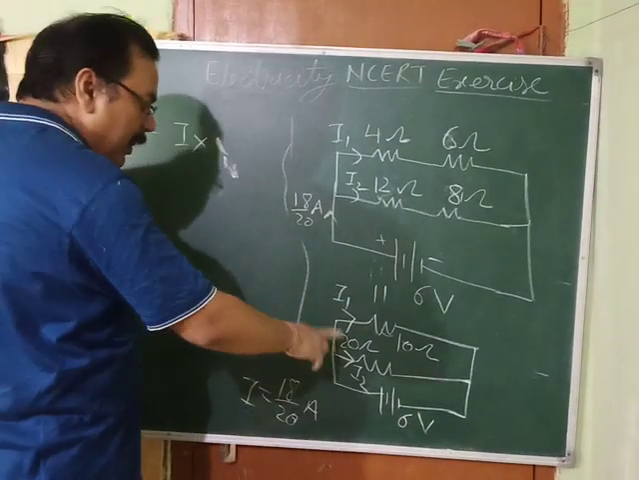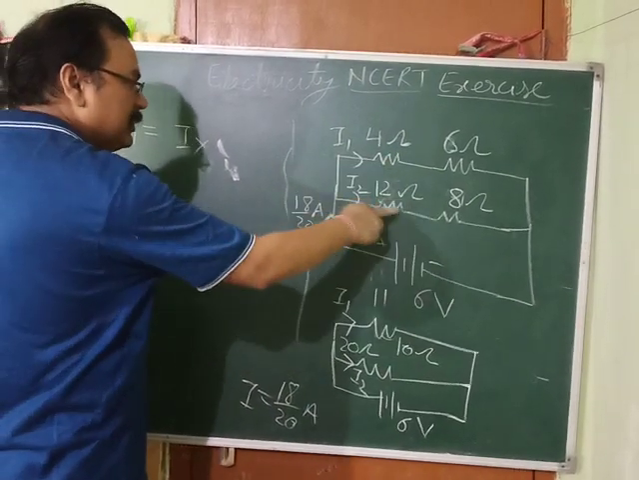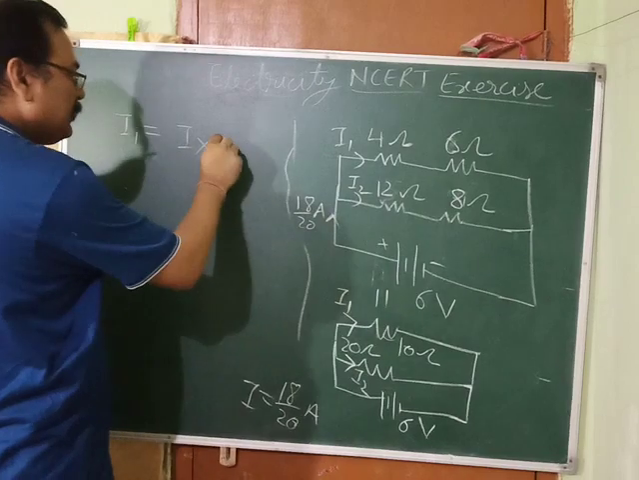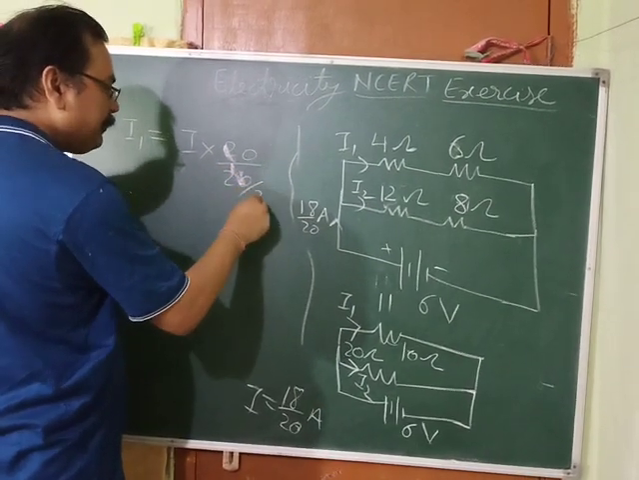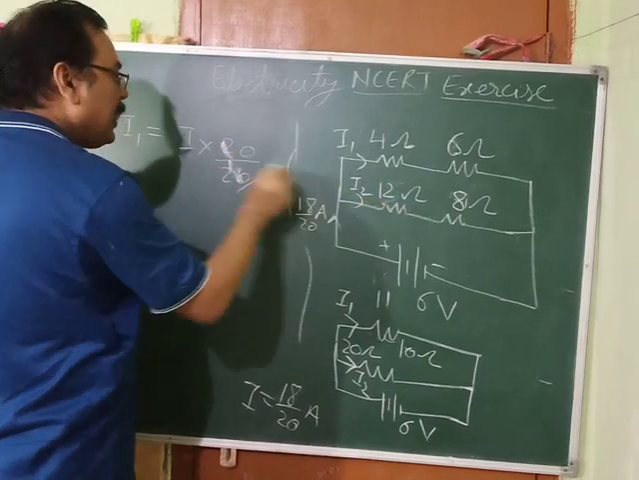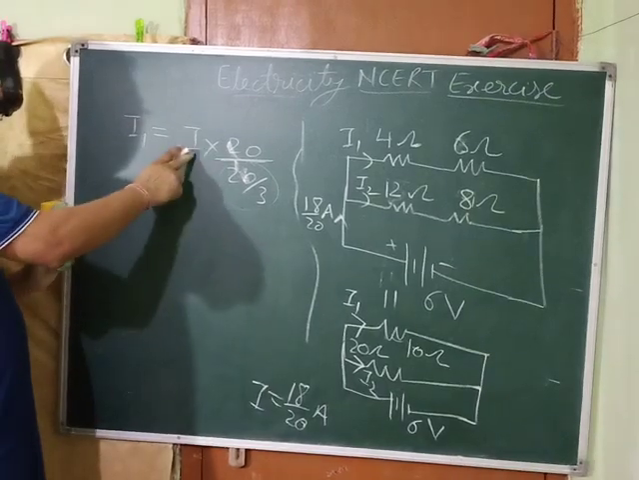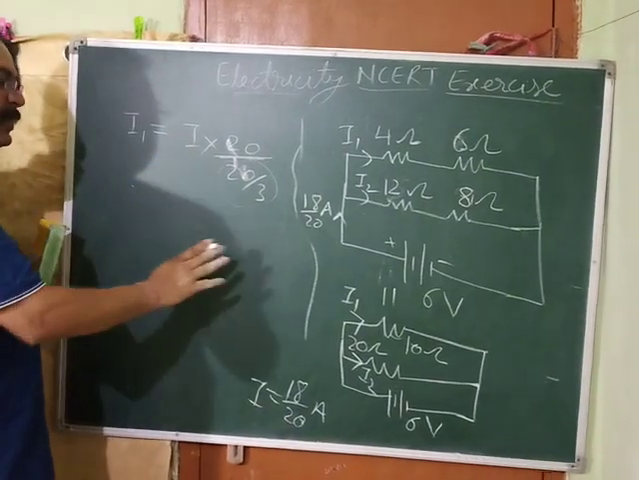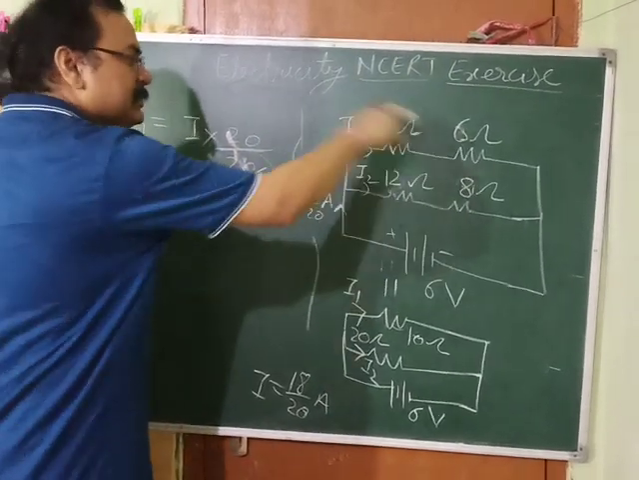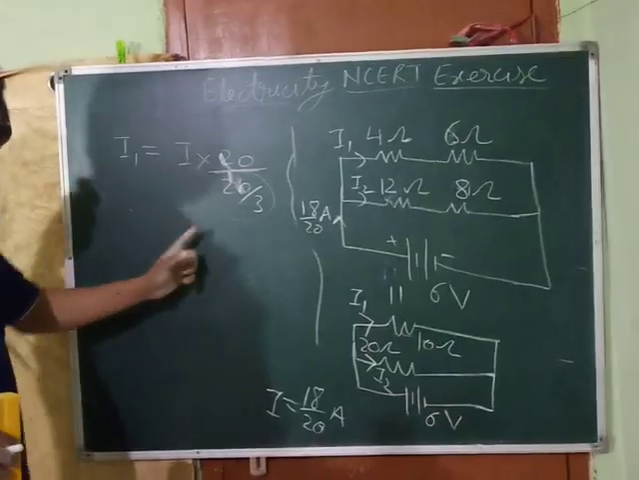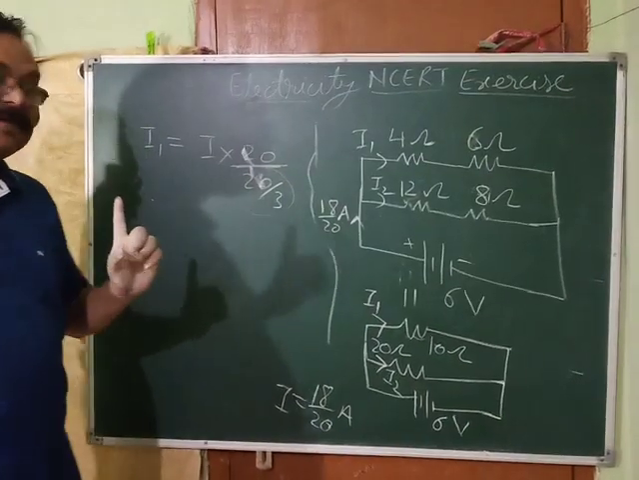Now, what is the resistance? You want to find out current in this. What is the resistance in this? That is 20. So what you will write? You will write 20 by 20 by 3. Resistance of this upon total resistance. What you will do? You will multiply the total current with resistance of this upon total resistance. See, you want to find out current in this, but you are keeping the resistance of this. Keep in mind this.